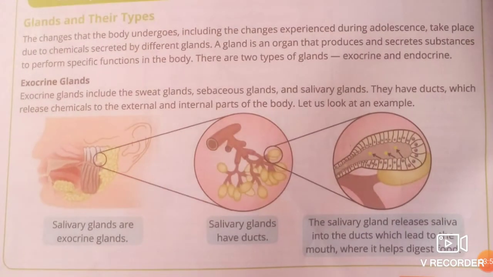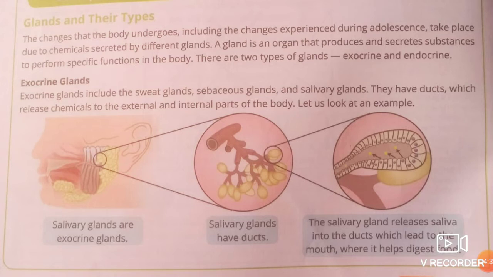Next topic is glands and their types. What is a gland? A gland is an organ that produces and secretes substances to perform specific functions in the body. So glands are the organs that secrete and produce certain substances that perform specific functions in the body. There are two types of glands. First is exocrine and second is endocrine.